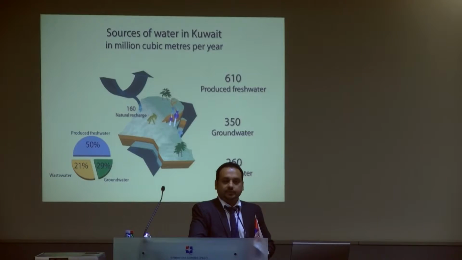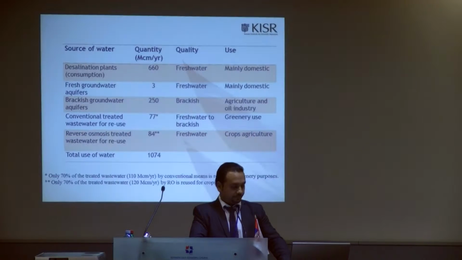Most of the water comes from the desalination plants, which produce fresh water, desalinated seawater. These are the main three resources: fresh water from desalination plants, groundwater, and treated wastewater. And we have lateral recharge of the aquifers from the neighboring countries.